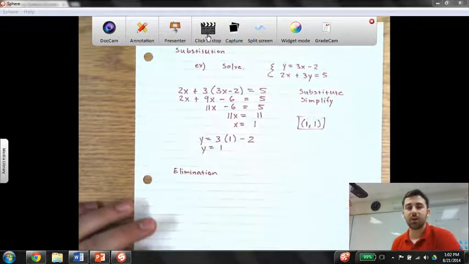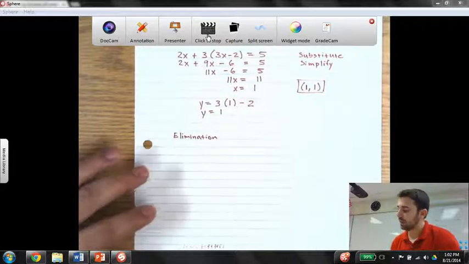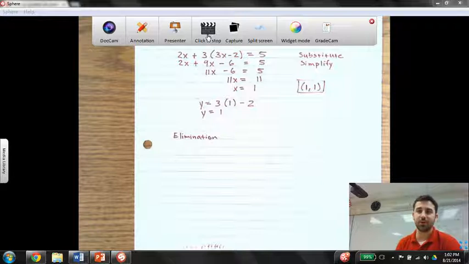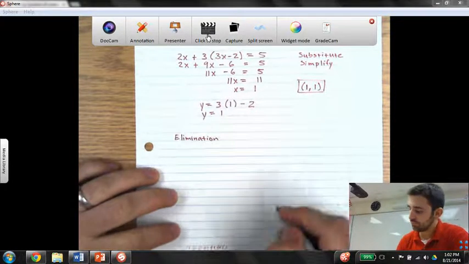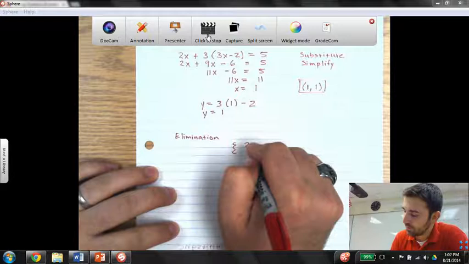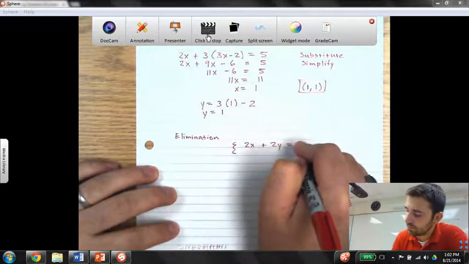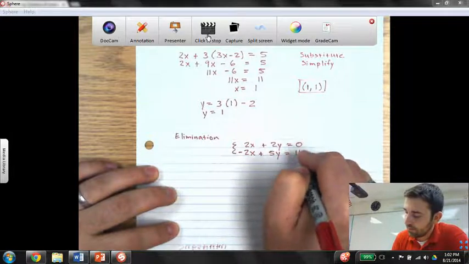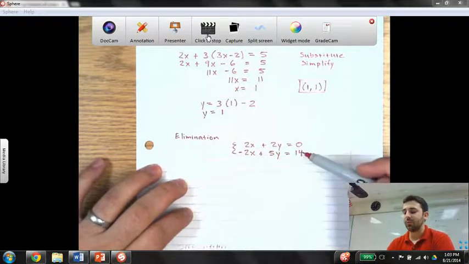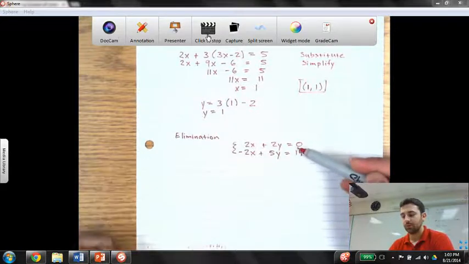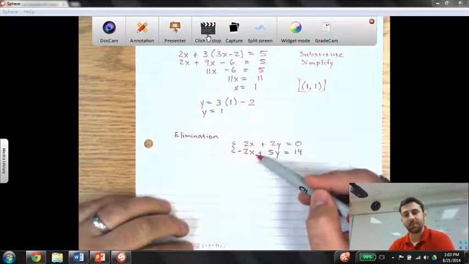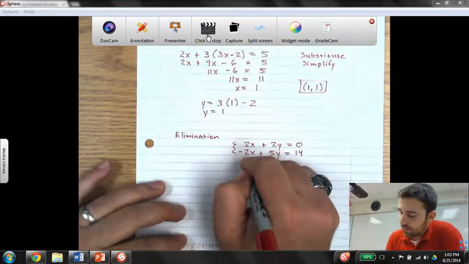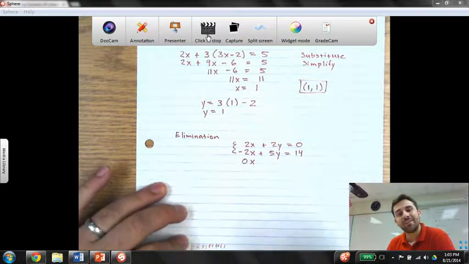The second method is called elimination. And elimination is, once again, exactly like it sounds. We're eliminating a term completely from our equations and solving for the other one. So when given a system, 2x plus 2y equals 0, and negative 2x plus 5y equals 14, we see that if we were to add these two equations together, our x's would cancel out, because 2 plus a negative 2 would give me a 0x. And so we do that for each term in our equations.